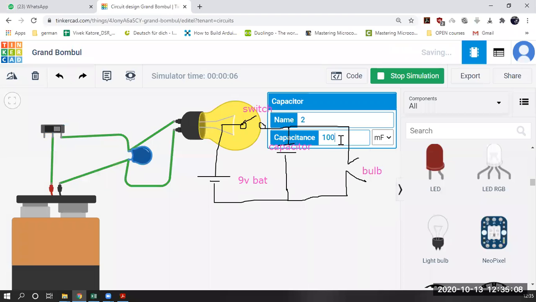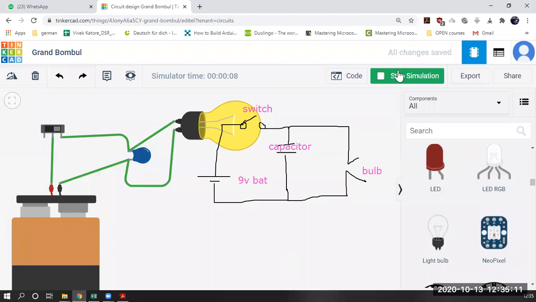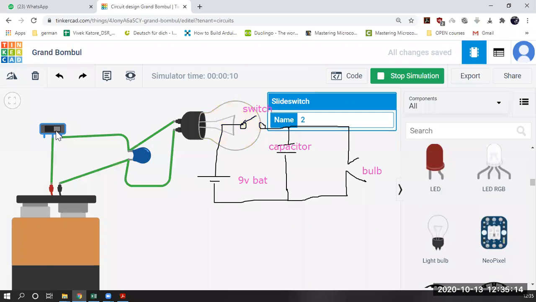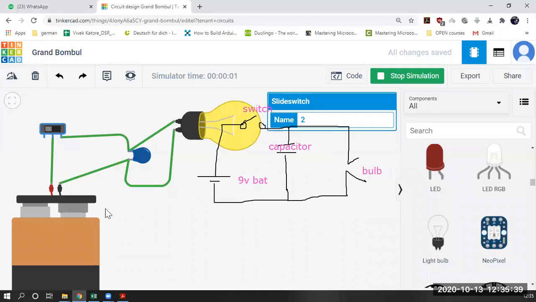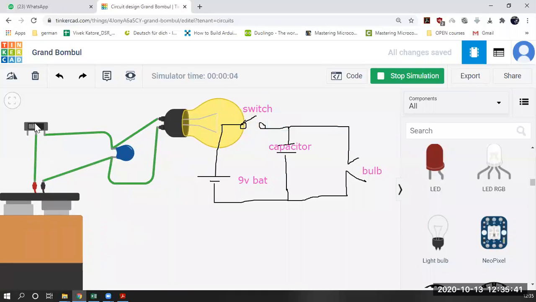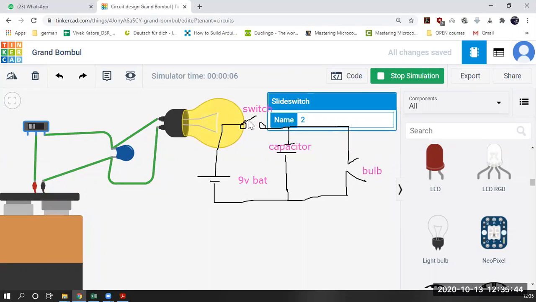So I told you that we can make something more applicable here, right? All right. So now we will try this circuit. So we have seen this circuit before. Like if I turn off the switch, the bulb will still be on for some time, right?